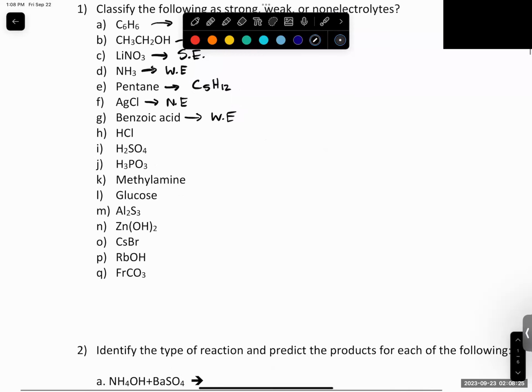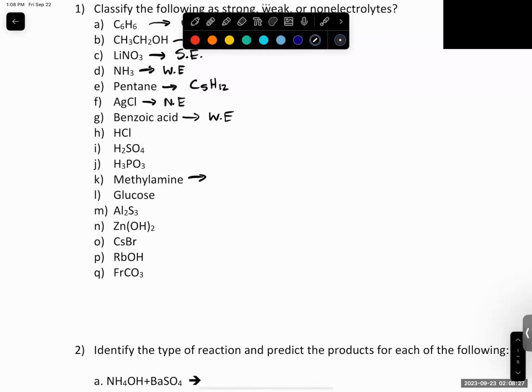Okay, let's do these two over here. Methylamine. That is not methamphetamine. So methylamine is CH3NH2. What do we think about that? Nitrogen in a covalent compound. That should be giving us vibes of a weak base, right? Pretty weak to me too. It's a weak base, therefore it's a weak electrolyte.